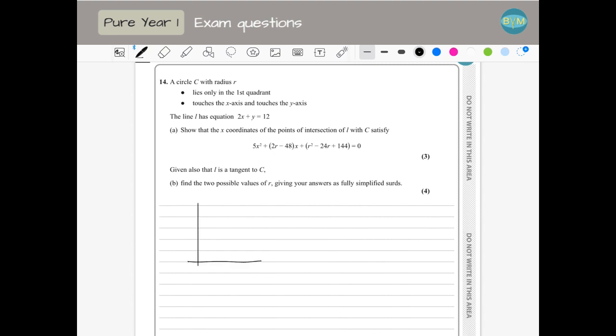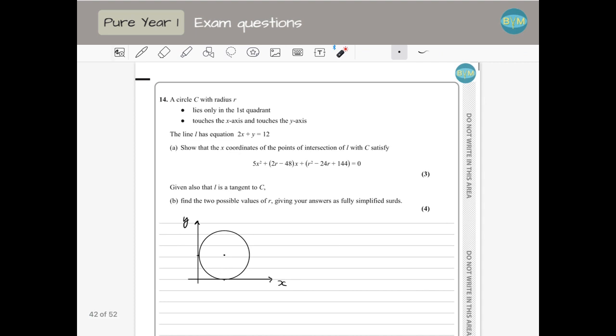I'm not sure if I'm going to be able to draw it well, but the circle touches the y-axis and the x-axis and is only in the first quadrant. Imagine this is completely touching, which means the radius is r. That's the first thing they say, the radius is r, which means the coordinates of the center are going to be (r, r). Because it's touching, this is r and this is r.